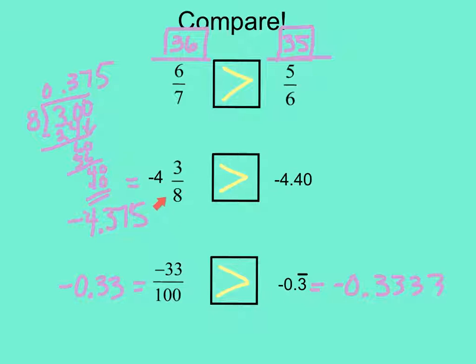For the next problem, I had to take negative 4 3/8 and write it as a decimal first. So up here is my work for that. And then since it was a negative number, when you go to compare those, remember we're comparing negative 3 and negative 4. Since negative 4 is smaller, that's why the symbol is pointed in that direction.